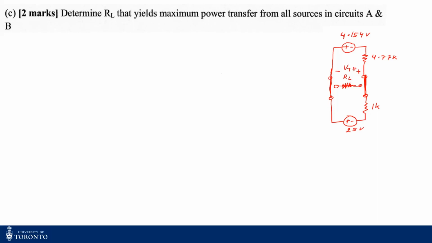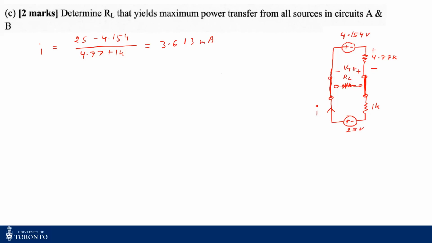Now, to find this Thevenin voltage, you see the two voltage sources are in series, and they are opposing each other. So the current has to be flowing in this direction, because my bottom voltage source has a higher potential than the top one. So what's going to be my I? My I is just 25 minus 4.154 divided by the total resistance, which is 4.77k plus 1k, since this is a series circuit. So my I is 3.613 milliamps.